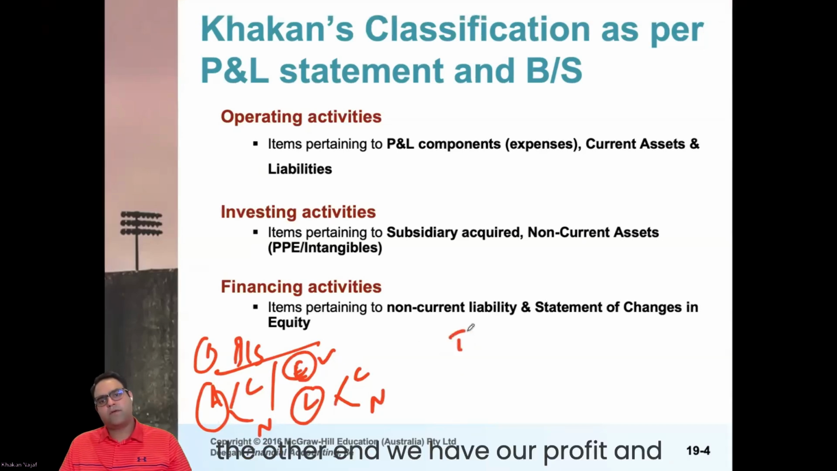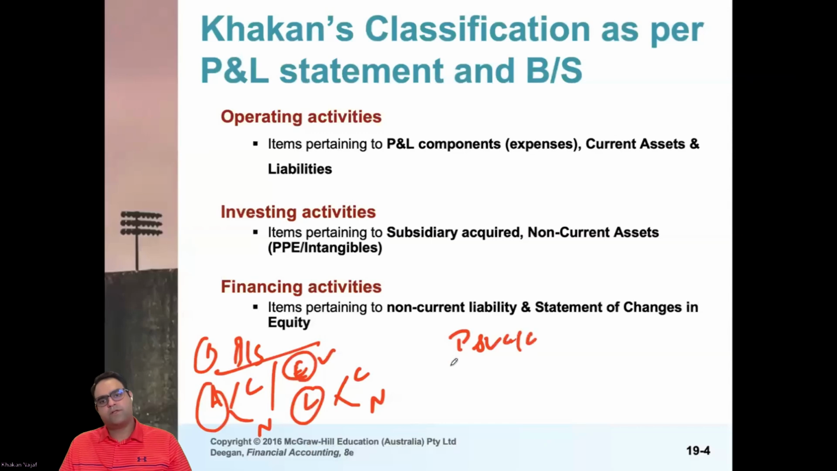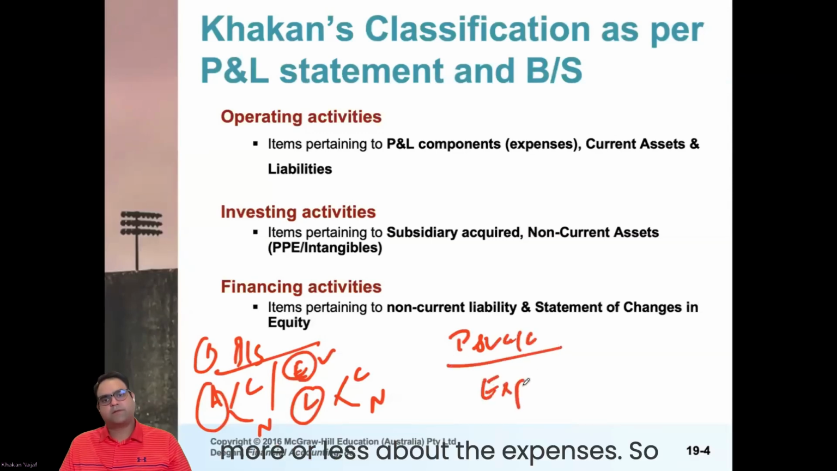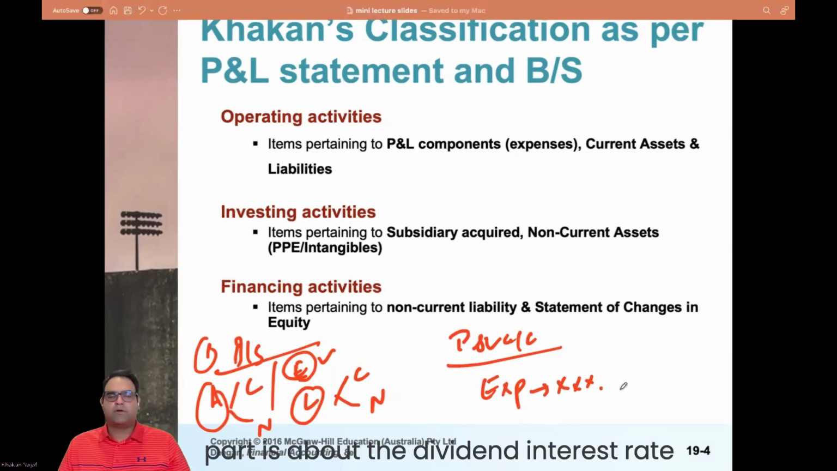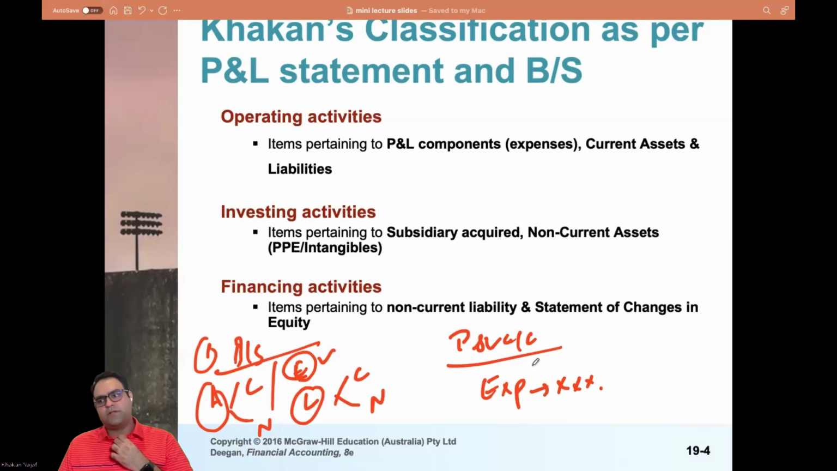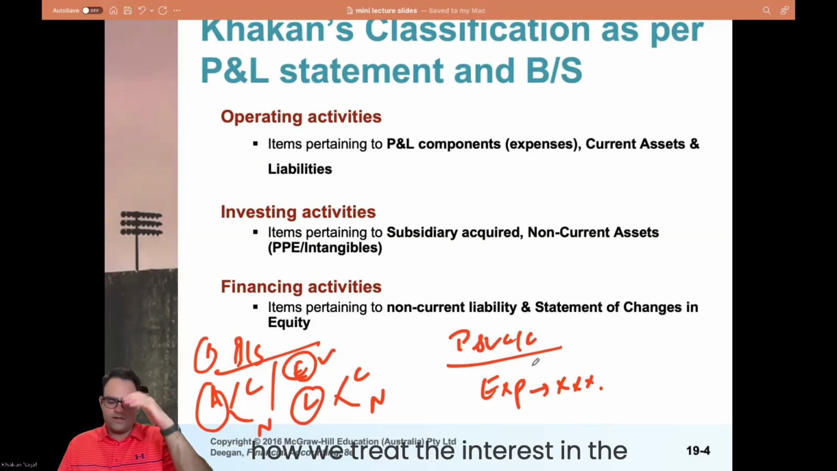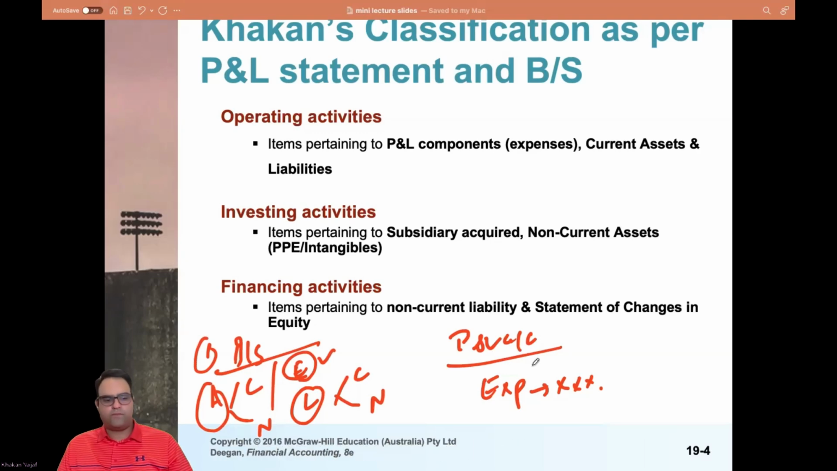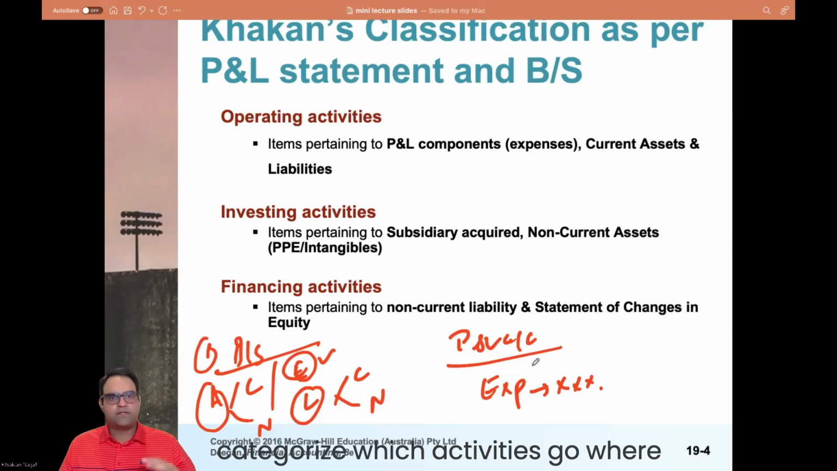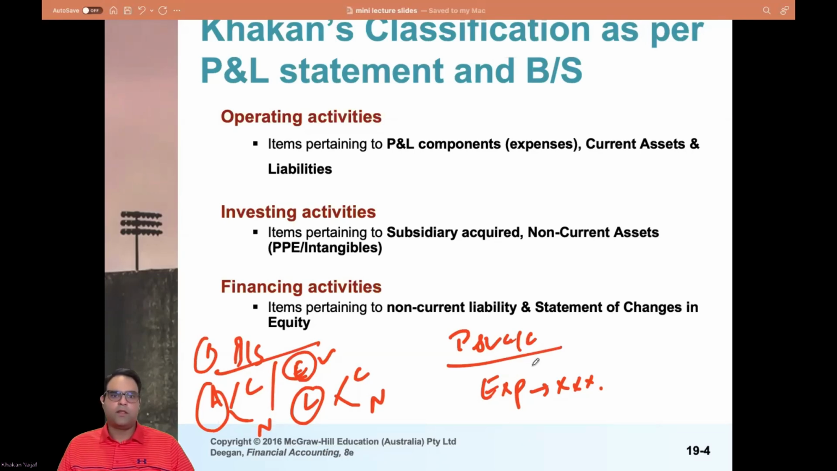Then on another end, we have a profit and loss account, which is more or less about the expenses. So what are the different expenses available in that? And a little bit is about the dividend and interest paid, which is a part of our profit and loss. I'm not going to discuss that one. We will discuss in a separate slide how we treat the interest and dividend received and paid with these activities. So if you do not understand and cannot categorize which activities go where, or you find it very difficult, then I highly encourage you to follow this pattern.